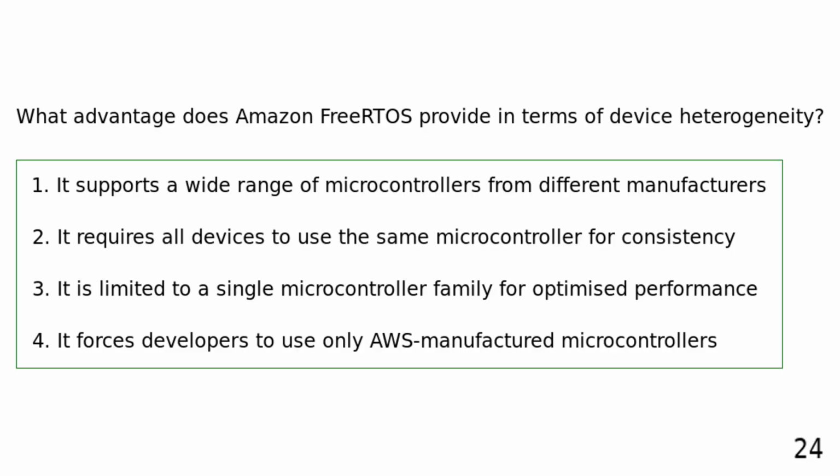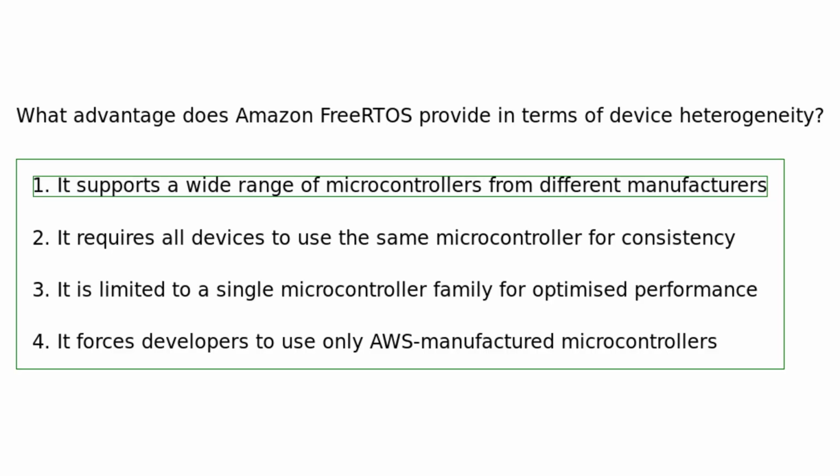What advantage does Amazon FreeRTOS provide in terms of device heterogeneity? It supports a wide range of microcontrollers from different manufacturers. It requires all devices to use the same microcontroller for consistency. It is limited to a single microcontroller family for optimized performance. It forces developers to use only AWS-manufactured microcontrollers. Amazon FreeRTOS supports a diverse range of microcontrollers from various manufacturers, giving developers flexibility in choosing hardware that best fits their requirements while maintaining a consistent development experience.